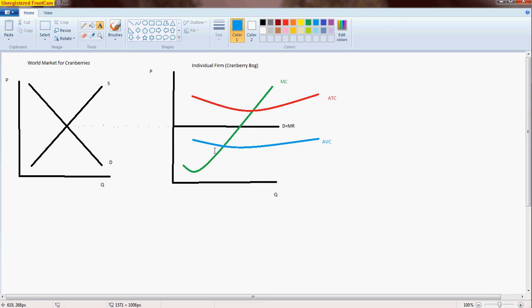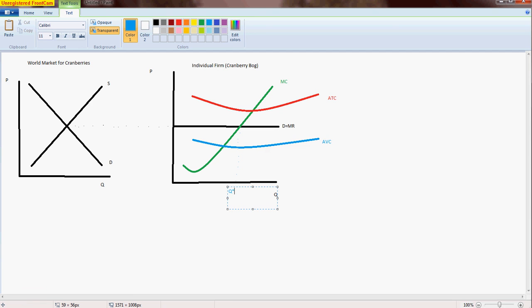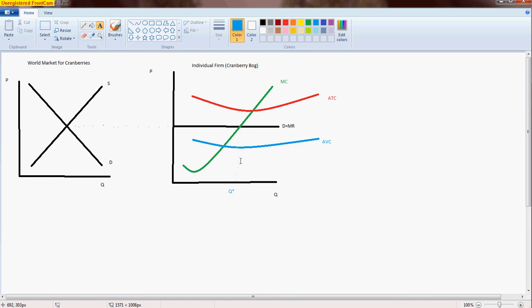So first and foremost, in order to see if you're making profits or losses, you have to first find your marginal cost curve and your marginal revenue, where they meet. So they meet right here, and we're going to find Q star. So we'll go down to the axis with quantity on it, and this will be Q star, and we'll just label that too. So Q star is right there, and then the next step is to find Q star and follow that all the way up to the ATC. So we'll do that next.